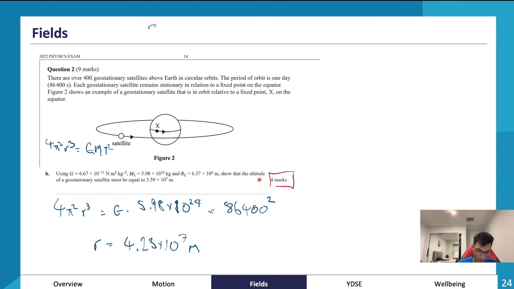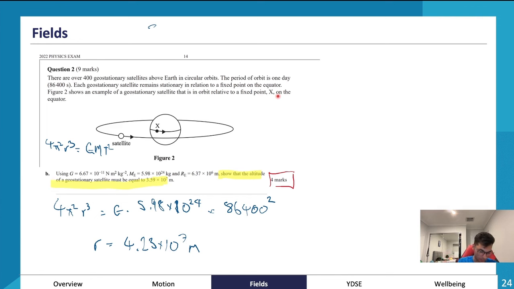The reason we've not done enough is because we are asked to show that the altitude of the geostationary satellite must be that much. Geostationary just means that the period of the satellite is the same as the period of the rotation of the planet. So in this case, the geostationary orbit's period is exactly 1 day, and the time it takes for the Earth to spin around itself is also 1 day.